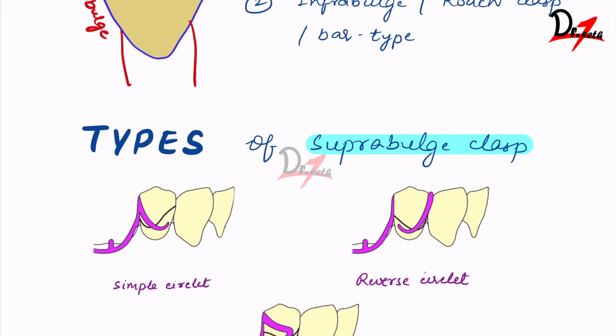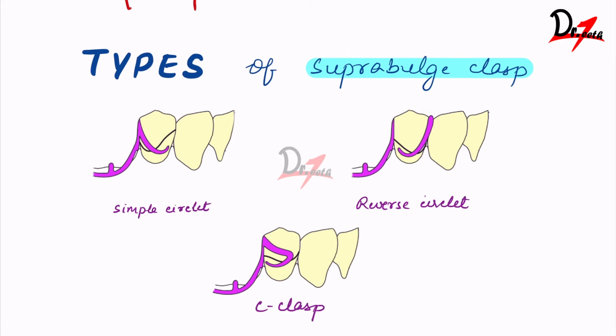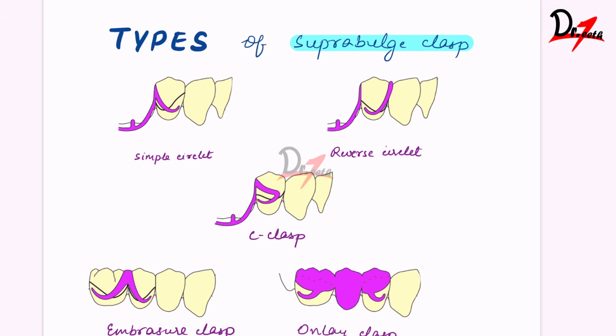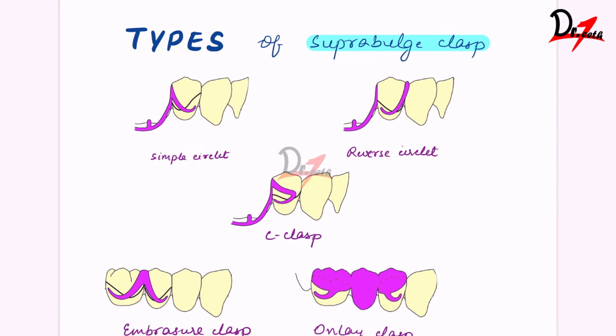Now let's see the types of the suprabulge clasp. Let me zoom out. So here we have some designs. We have the simple circlet, reverse circlet, because you can see this is reverse of it. And we have the C clasp. We have the embrasure clasp because it is engaging the embrasure. And then we have the onlay clasp because it is kind of like an onlay, right?